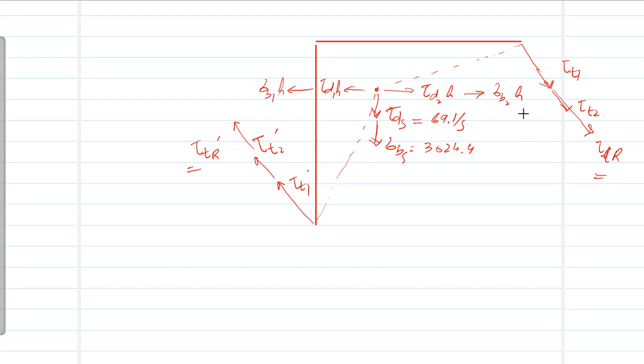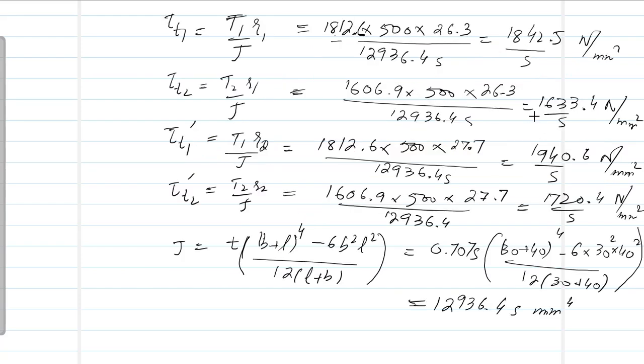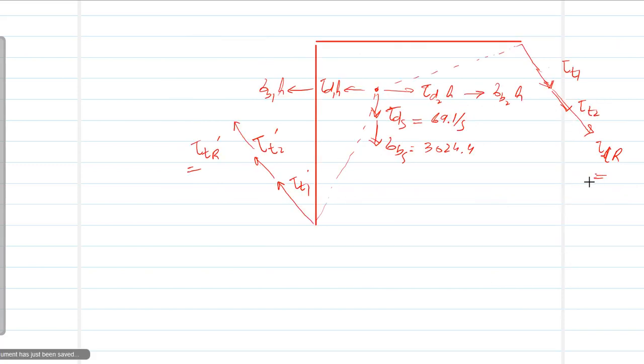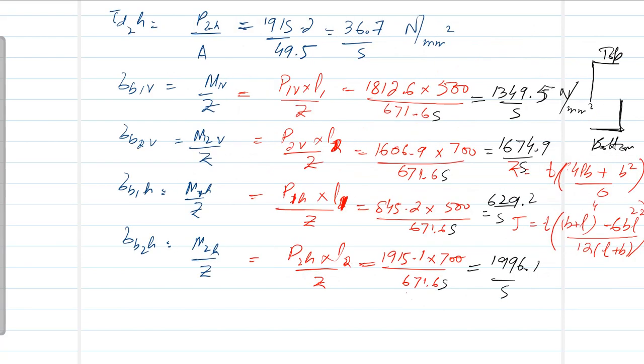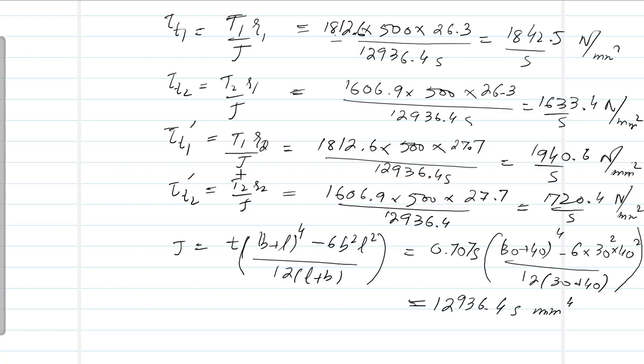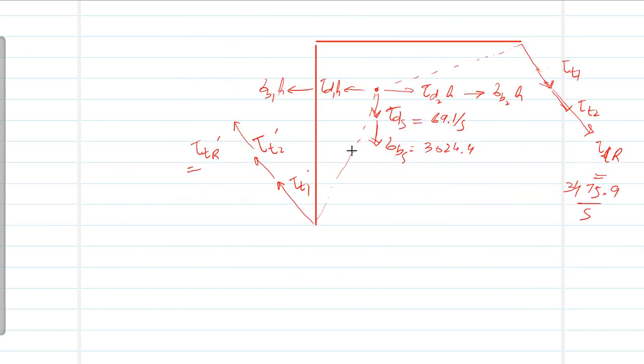So sigma tau 1 and tau 2, which is 1842.5 plus 1633.4, 3475.9 divided by S. And tau TR prime is 1940.6 plus 1720.4, 3661. This is 3661 divided by S.